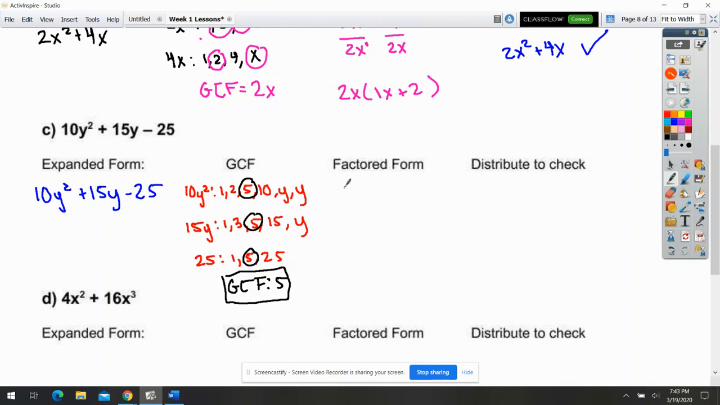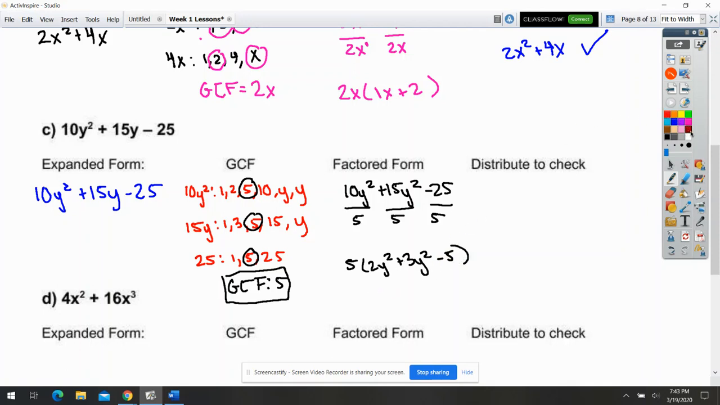So that means we're going to take our expanded form, we know our GCF is 5. I'm going to put that out here with the parentheses. And we're dividing everything by 5. All right. So 10y squared divided by 5 is 2y squared. 15y divided by 5 is 3y. And negative 25 divided by 5 is negative 5. So this is our factored form.